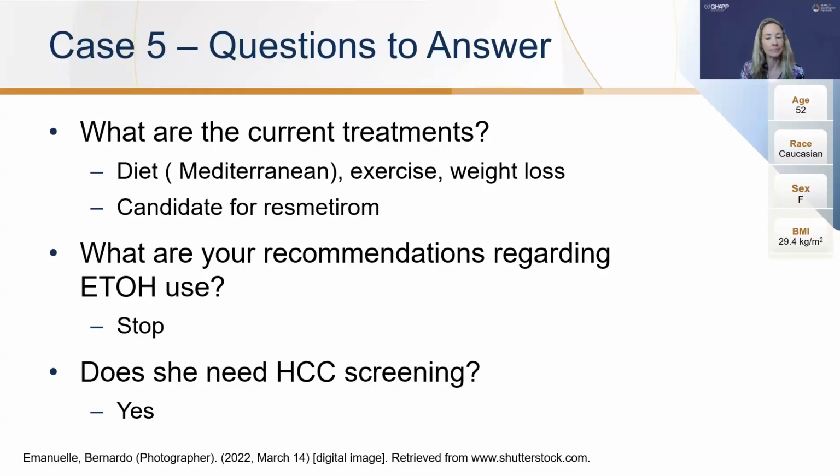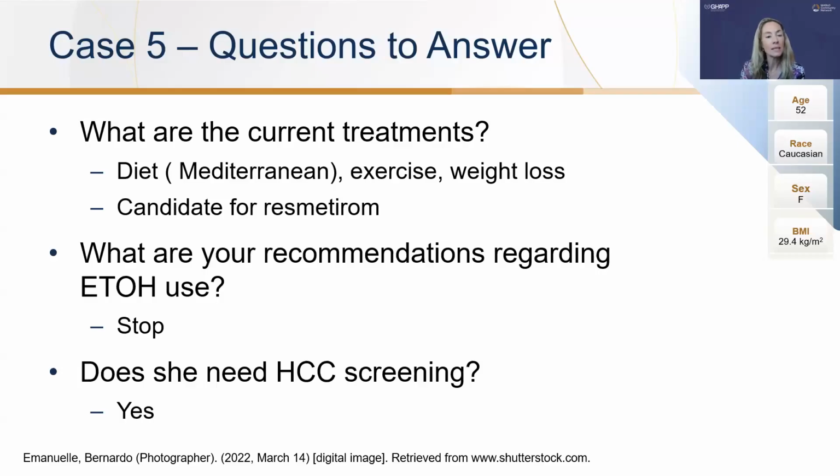I would counsel her to quit drinking. We know that, based on her FibroScan, she has stage 3 fibrosis. So when patients have stage 2 or above, certainly I recommend complete cessation of alcohol use because there are risks for progression of fibrosis. But we know there's not really a safe amount of alcohol that's been established for patients with MASLD and MASH. So I counsel these patients to quit drinking alcohol.